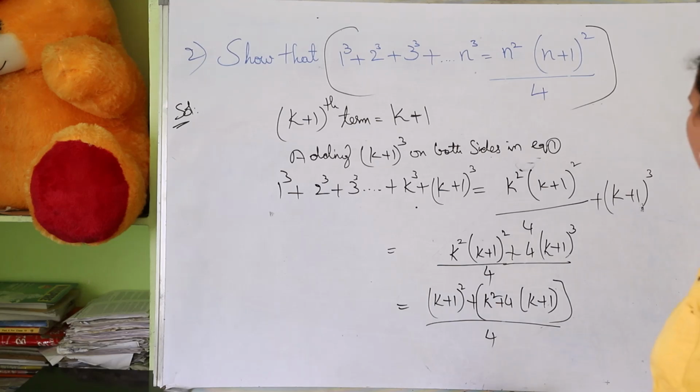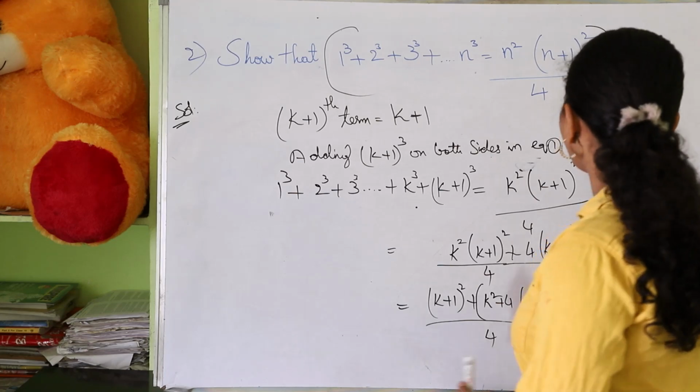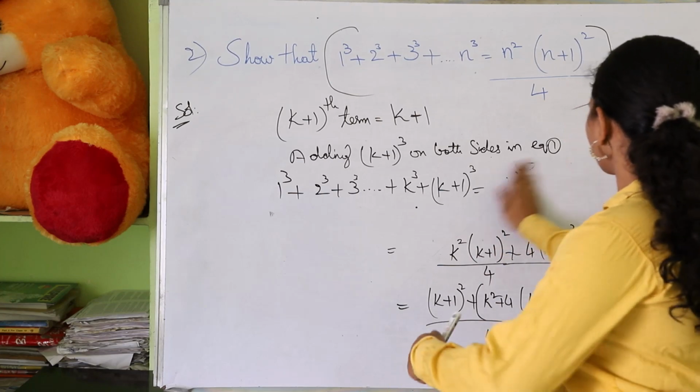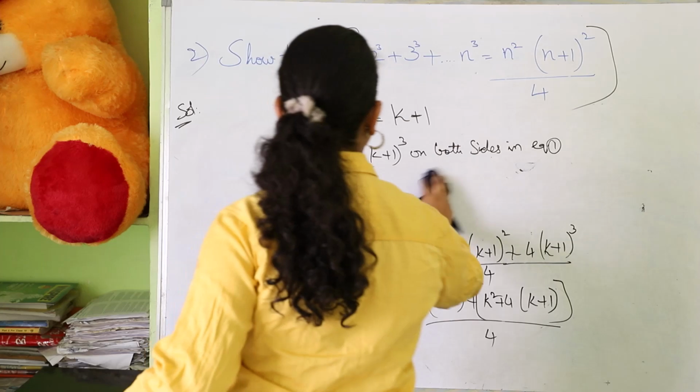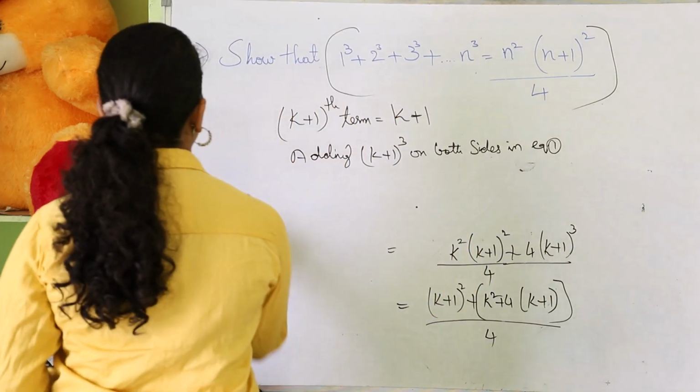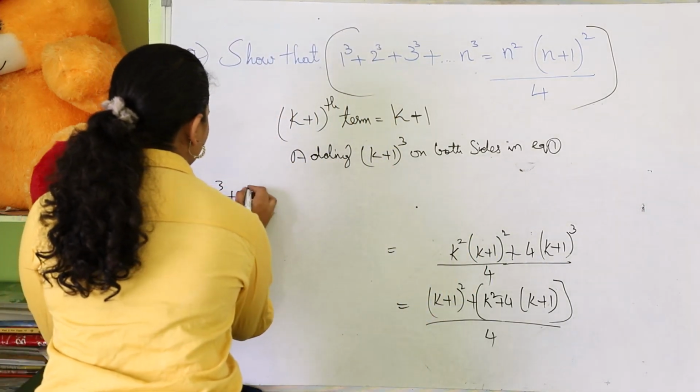Okay, let me write down the further step. Where should I write? Okay, I would write from there. Let me write down the next step over here. Okay. 1 cube plus 2 cube plus.